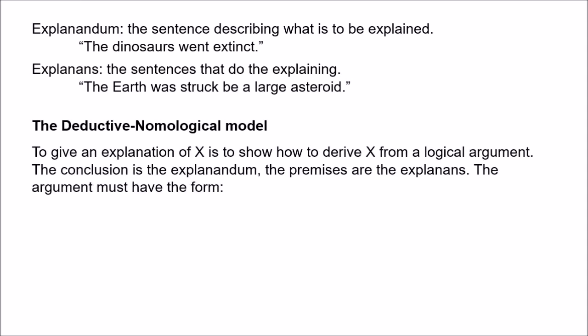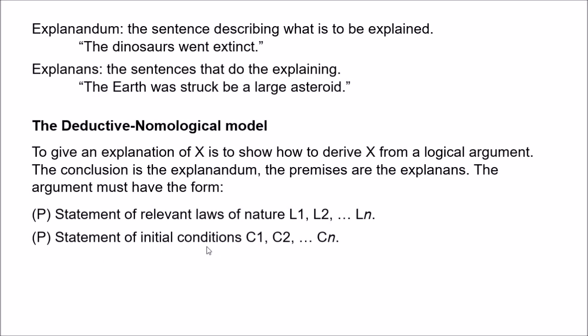The basic idea then of the deductive-nomological model is that explanation is a kind of argument. Specifically, to give an explanation of x is to show how to derive x from a logical argument. So the conclusion of the argument is the explanandum, and the premises are the explanans. And the argument must have a form that goes like this. So we have to have some premises stating the relevant laws of nature. Then we need some premises stating the initial conditions. And then from that, you derive the statement describing the explanandum.